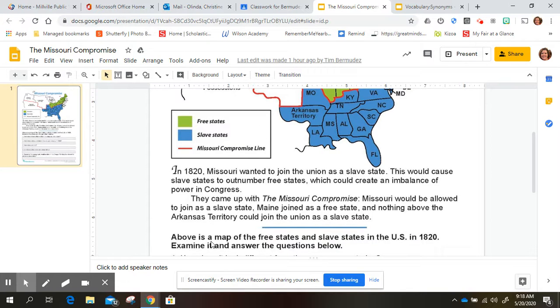They came up with the Missouri Compromise. Missouri would be allowed to join as a slave state. Maine joined as a free state, and nothing above the Arkansas Territory could join the Union as a slave state. Above is the map of the free states and the slave states in the United States in 1820. Examine it and answer the questions below.